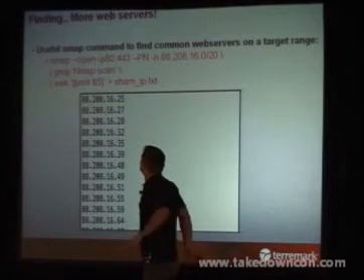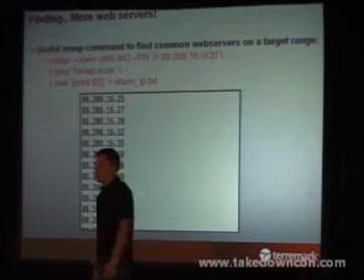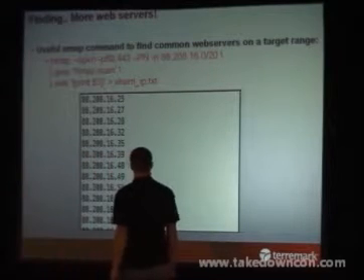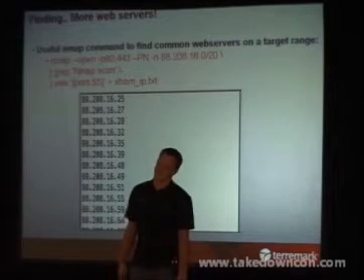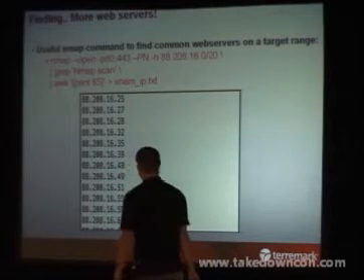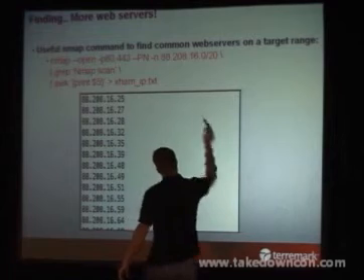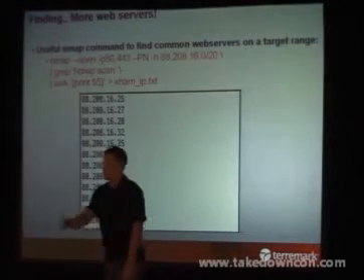Then we got the -Pn, and the -Pn says, I don't care if it's alive or responds to ICMP, just scan it anyways. The little -n: don't do a reverse DNS lookup on it. I don't give a crap what its reverse DNS is. And then we put in one of those IP blocks.